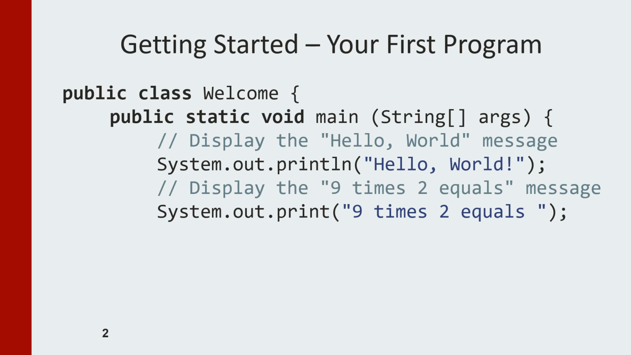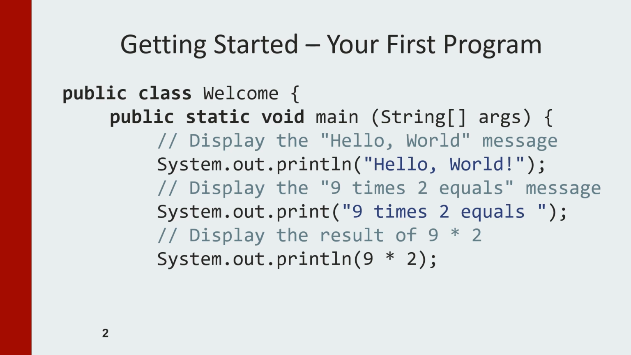And then in both cases, inside the print and the println, the text that you have in there is inside double quotes. Then I'm going to display the result of 9 times 2. It's a computer. It's going to do a basic calculation for you, so I'll just have it print out the result 9 times 2. Close curly brace, close curly brace.